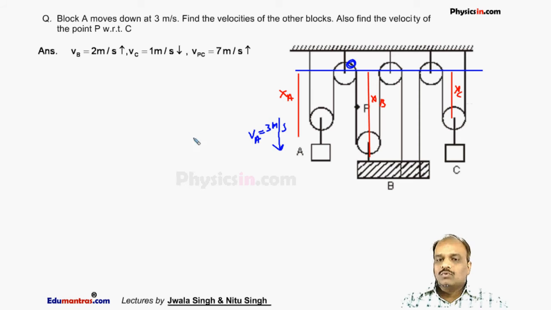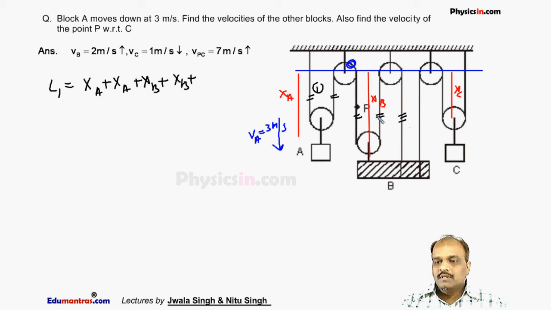Now there are two strings. So the length of the first string is L1. The total length of the first string is XA plus XA, plus XB, plus XB, plus XB, plus XB. This is the total length of the first string. This length starts from here. This is XB, XB, XB, and this is XA and XA.